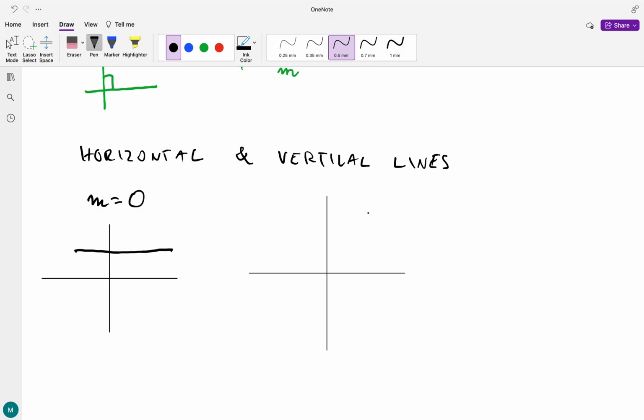Now, vertical lines are quite interesting because they have a slope that's undefined. No rise, no run, or no rise over run. So m is undefined.